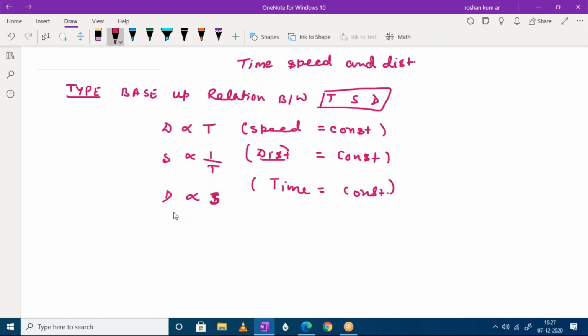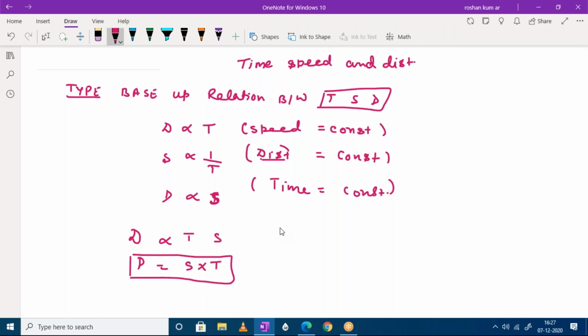So if you talk about it, I can directly say that distance is directly proportional to both time and speed. So from here we'll get the formula, saying that distance is equal to speed into time. Keeping one as a constant here. Is that clear to all of you?